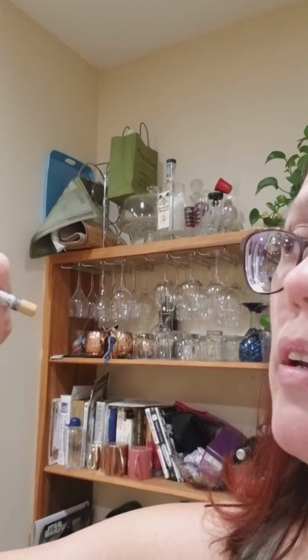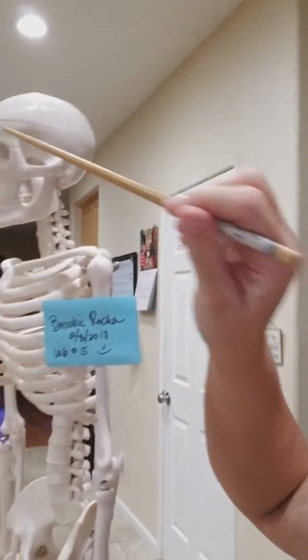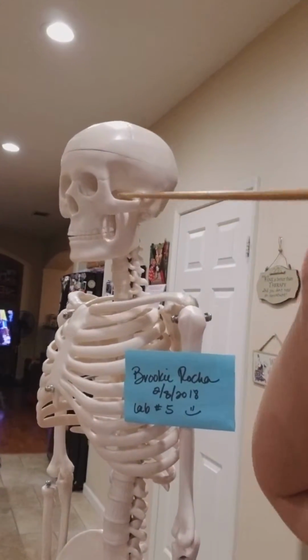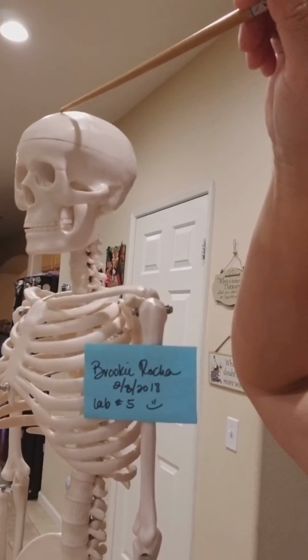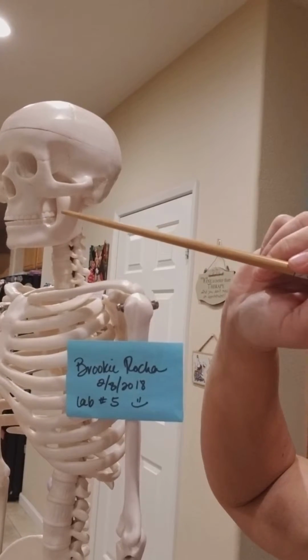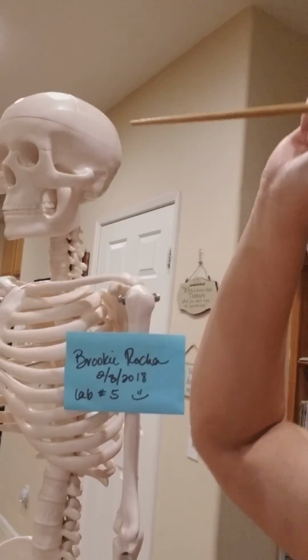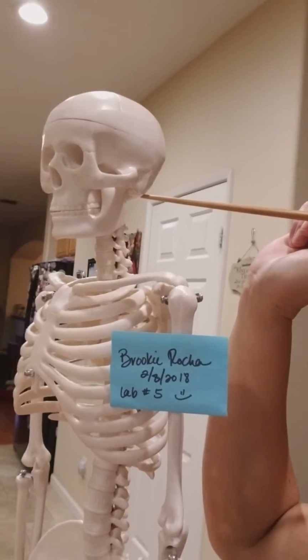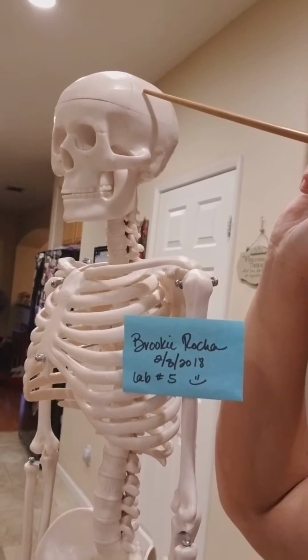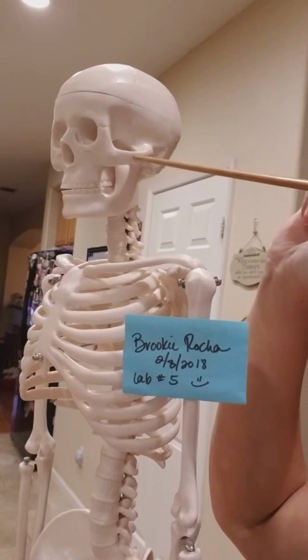Going to the lateral skull from the side, we have the ethmoid, which is up in here, the frontal, which is here. Oops, sorry. Let's see. Ethmoid, frontal, mandible, maxilla, nasal, occipital, parietal, temporal, zygomatic.